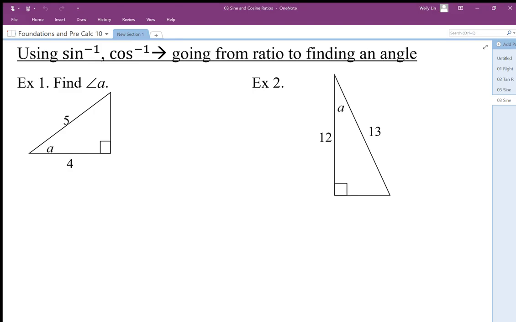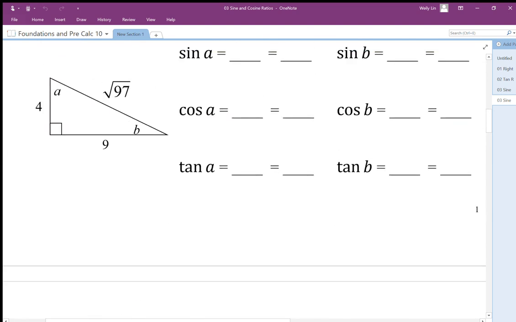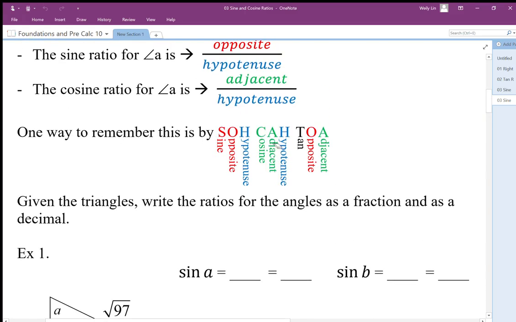Finding the angle from this triangle. So here we have the ratio of two sides. Relative to angle A, we have the adjacent side and the hypotenuse. Okay, so if I go back up to my SOHCAHTOA, adjacent and hypotenuse is a cosine ratio.